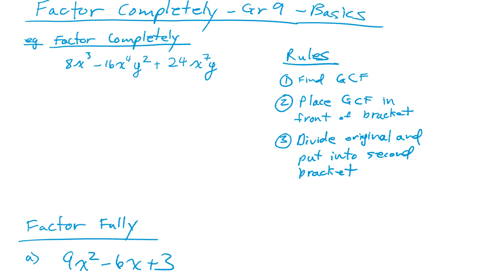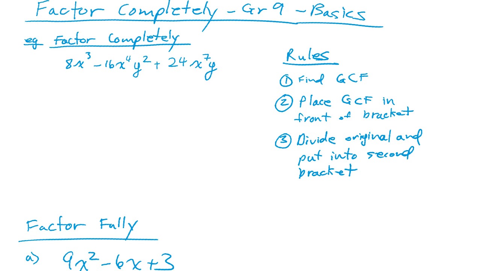All right. So, in order to factor completely, we have a few basic steps that we need to follow. In order to factor something like this, 8x cubed minus 16x to the 4 y squared plus 24x to the 7y, we have to first find the GCF.